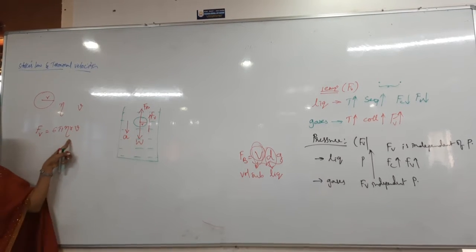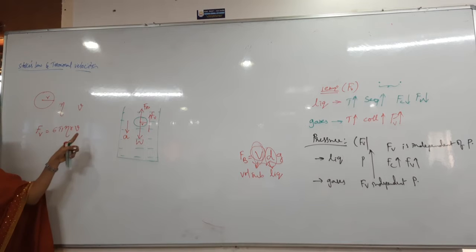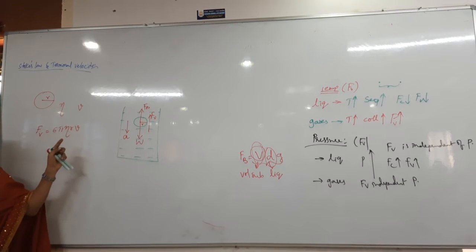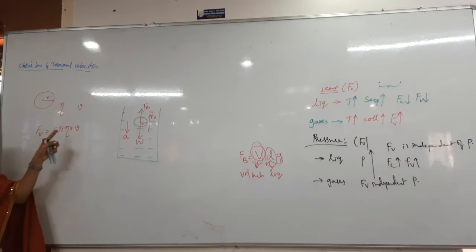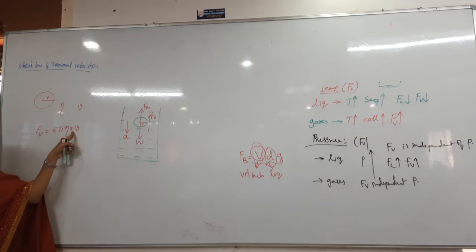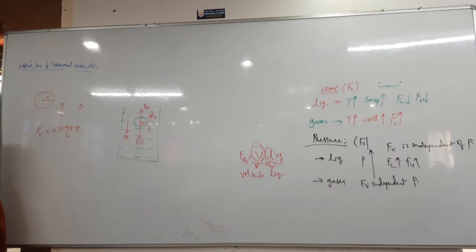Here eta is what? The coefficient of viscosity of the fluid in which we are dropping the object, and r is nothing but what? The radius of the spherical object. Always a spherical object only. I am not talking about other objects, I am talking about the spherical object only. So eta is the coefficient of viscosity, r is the radius of the spherical object, and v is the velocity with which it is moving in the downward direction.